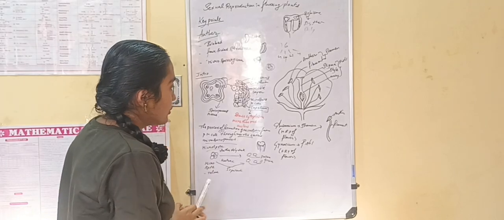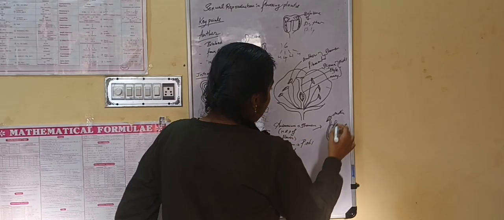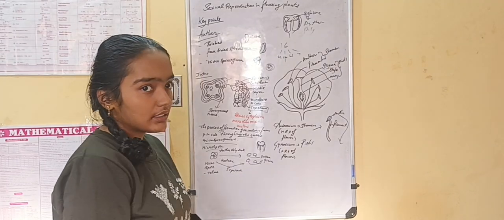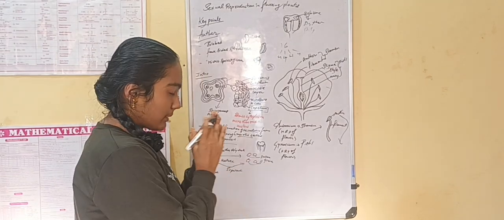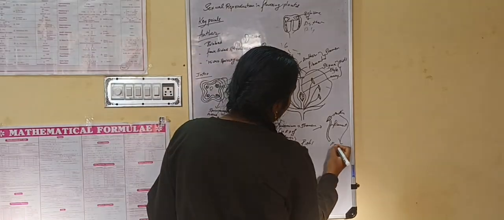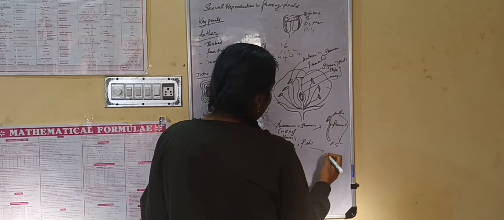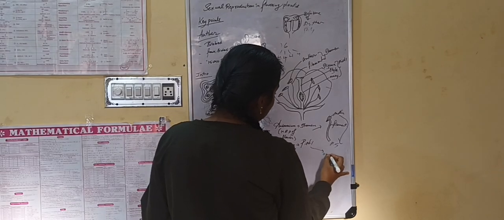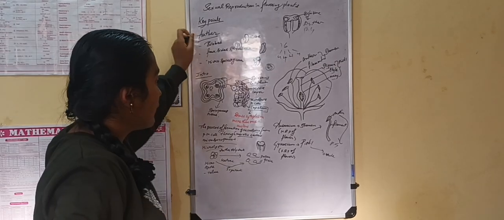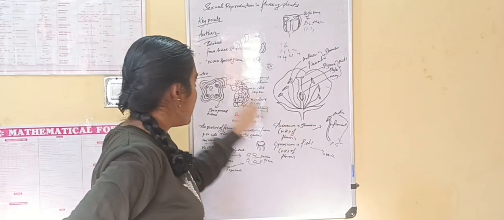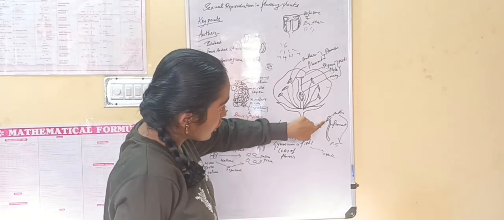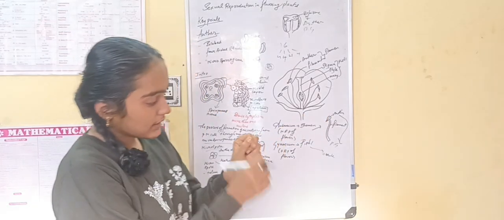Basically, the anther consists of microsporangium, which forms microspore mother cells, and then they give rise to pollen grains. And here they form the ovule. So first let's talk of the anther. Anther is a bilobed structure, like I have already drawn here. So this structure is basically like this.